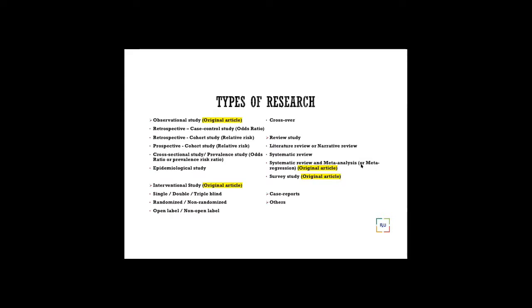Also, for some rare diseases or some new diseases like COVID-19, we do epidemiological studies. So let me take them one by one in detail, and I'll tell you with an example how we can go about that. So let's talk first about the retrospective cross-sectional study.